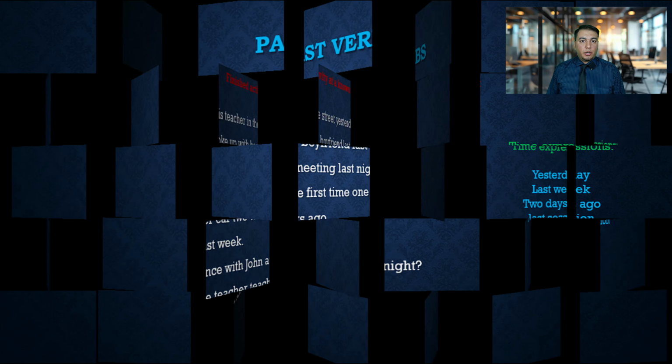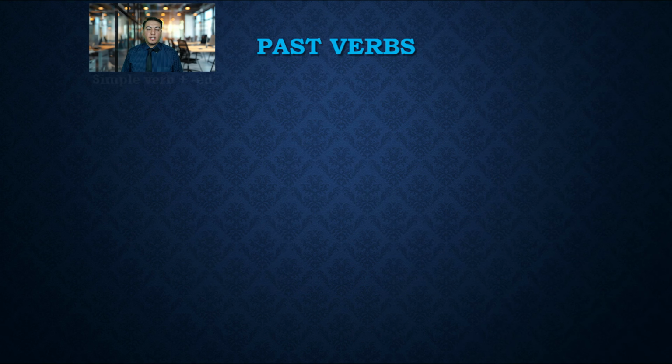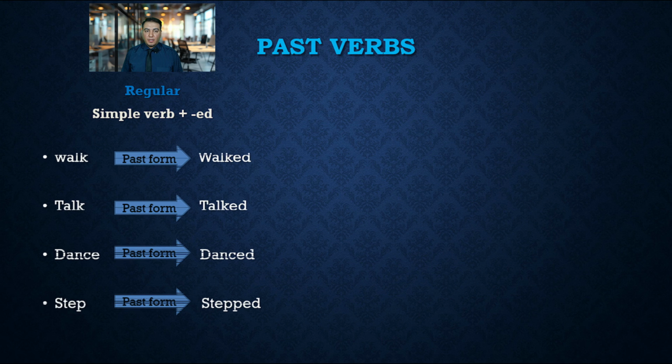Okay, there are 2 groups of past verbs. The first group is regular verbs. To make past verbs, we add ed to the base form of regular verbs. Look at these examples. Walk. So we add ed to this verb and we have the past form of it, walked. Likewise, we have talk, talked, dance, danced, step, stepped. I'll explain why letter P is doubled in this word at the end of the next session.